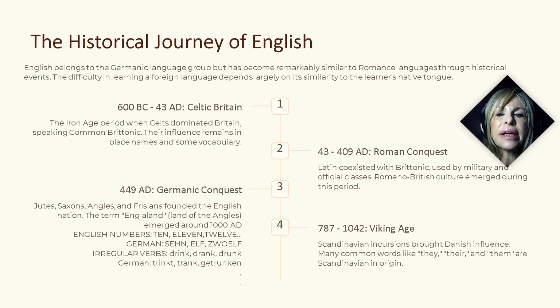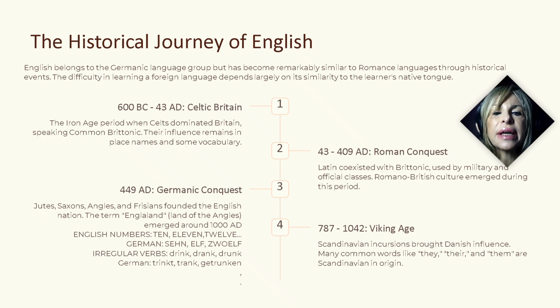The Celtic invasion took place from 600 before Christ to 43 Anno Domini, a period known as the Iron Age, and it was the discovery of this new metal to make tools and weapons. Their language was called Common Brittonic. The Roman conquest in Britain lasted from 43 Anno Domini until 409 Anno Domini. A Romano-British culture emerged, and Latin and British Vulgar Latin coexisted with Brittonic.